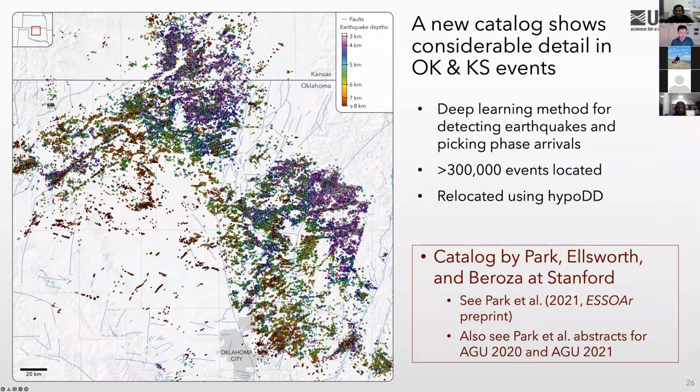We're looking again at the same area of northern Oklahoma and southern Kansas. And what they've done is they've developed a deep learning method to detect earthquakes and then pick the P and S arrivals from that. And then the earthquakes are relocated using the HypoDD algorithm. And we end up with an extremely detailed catalog of earthquake locations. And so from that, we can determine the orientations of the literally thousands of faults that failed in this area.